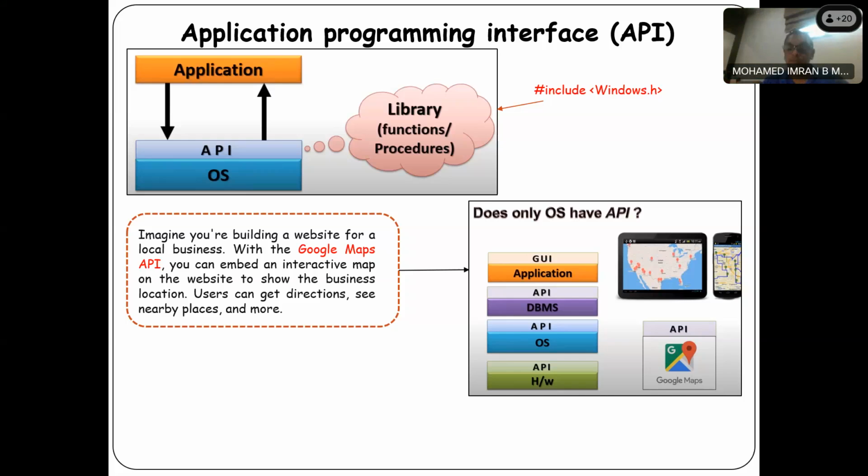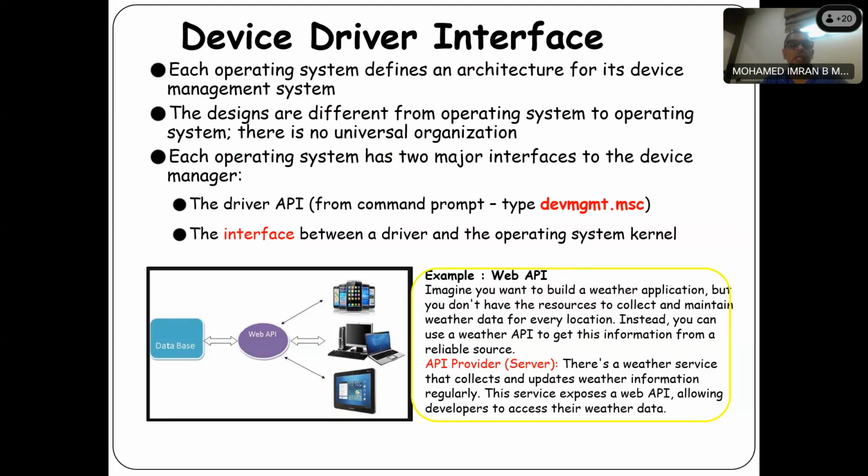So in using an API, there are two methods of how users can use the API or can view the API. One is we use the interface, or another one we use it from the interface, which is the one below here, the interface between a driver and the operating system.